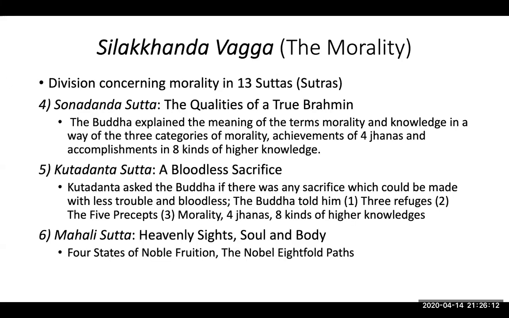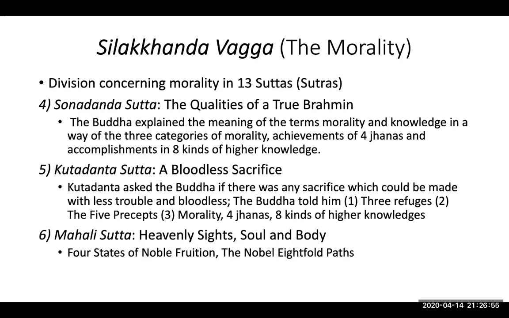So Suttanta asked whether there is any way to continue committing religious ritual, but with less trouble and bloodless. Then the Buddha told him the three refuges. I told you just before: take refuge in the Buddha, take refuge in the Dharma, take refuge in the Sangha, and also follow the five precepts, and also carry on morality, four jhanas, and eight kinds of higher knowledge. This idea comes back in Adha Sutta again.